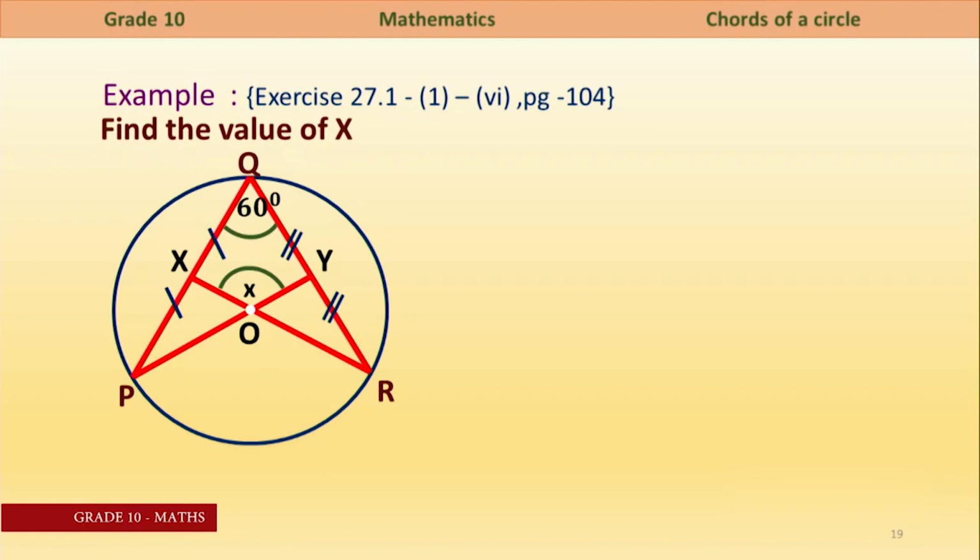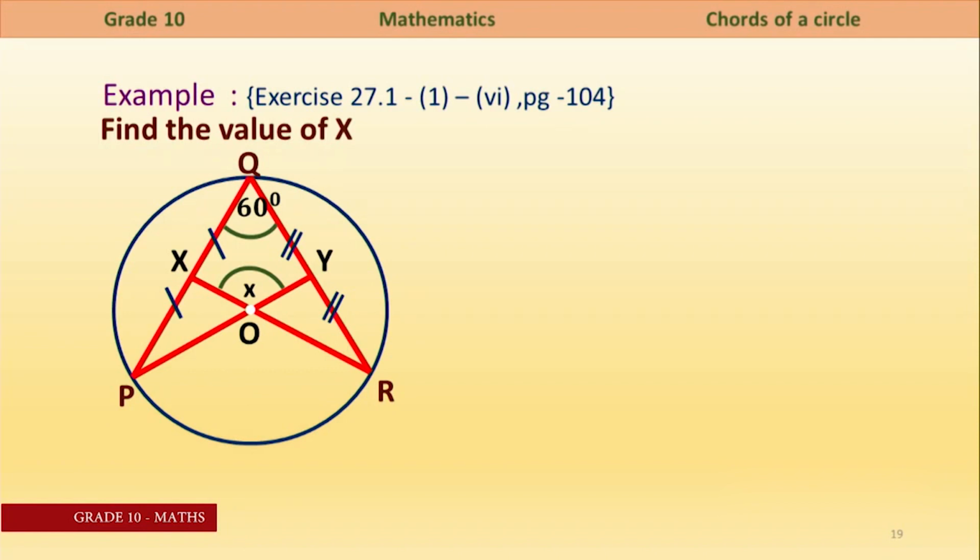Let's see. You can see two chords in this circle. What are the two chords? PQ and QR. And can you see the midpoints of them? Yes, in this diagram they mark that. What's that? X, the capital X, is the midpoint of the chord PQ. And Y is the midpoint of the chord QR. Because by looking at the diagram we can understand that X and Y are the midpoints of the chords PQ and QR. And the center of this circle is O.